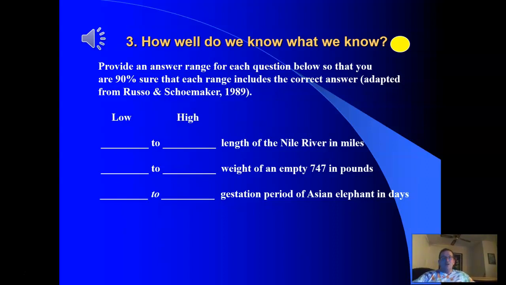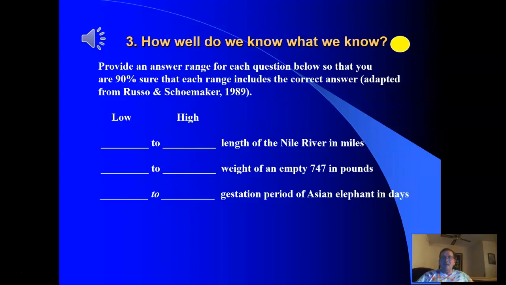So you don't have a reading. You don't have an executive summary. I tried to cut back on your readings a little. And since you haven't read this, I can pick any of these. Let me pick my favorite, which is the gestation period, the pregnancy window of an Asian elephant in days.